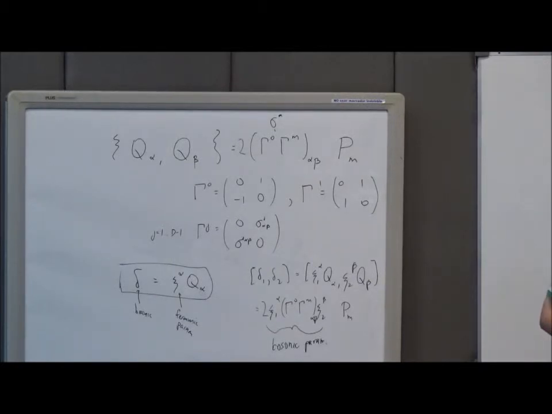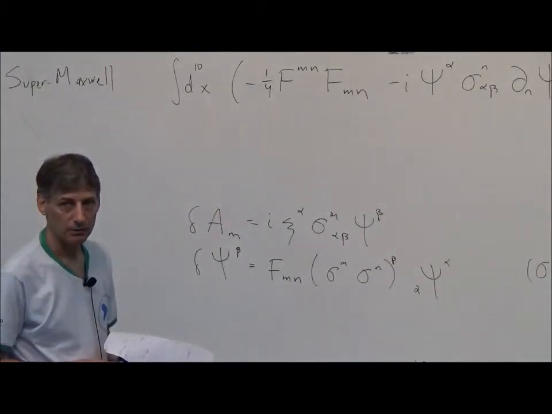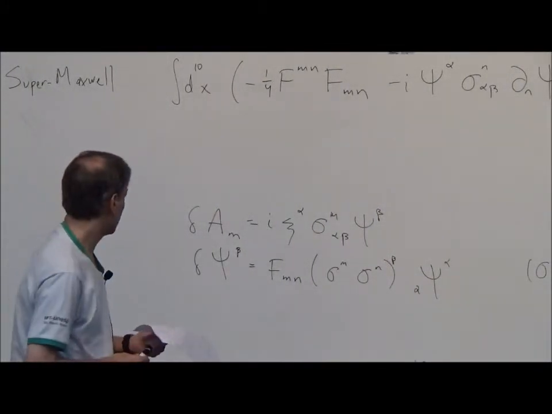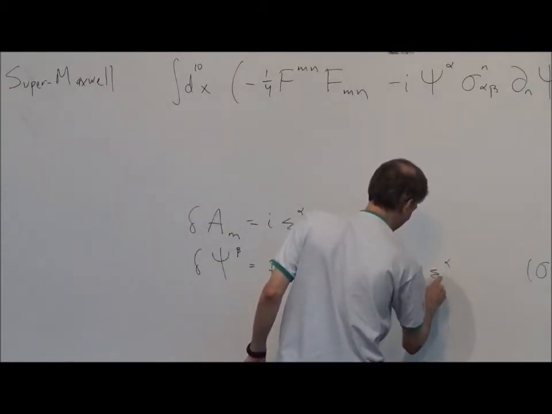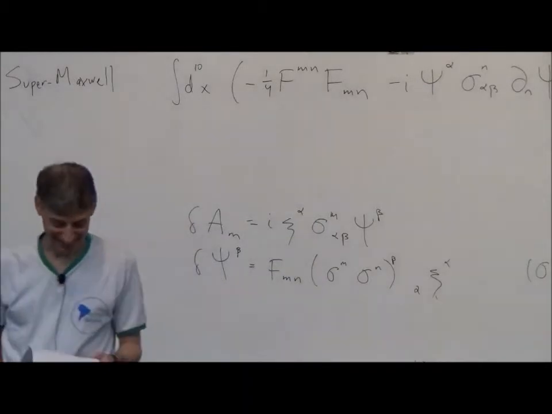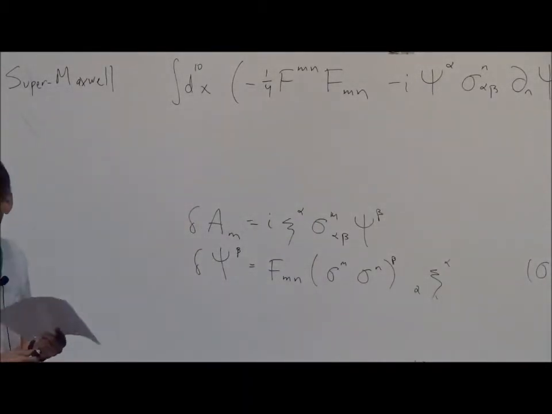I have another question. Shouldn't the variation of the fields depend on some parameters? For example, the variation of A depends on the parameter, whereas the variation of psi. Yes, thank you. Any other corrections?